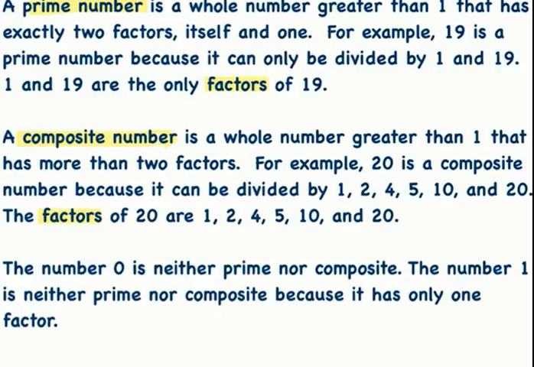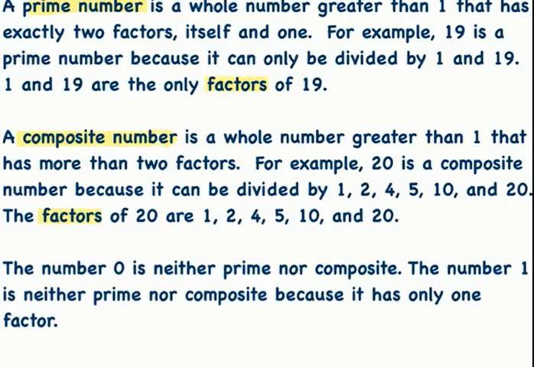The next one is a composite number. A composite number is a whole number greater than 1 that has more than two factors. For example, 20 is a composite number because it can be divided by this list of numbers. We can divide it by 1, by 2, by 4, by 5, by 10, and by 20.